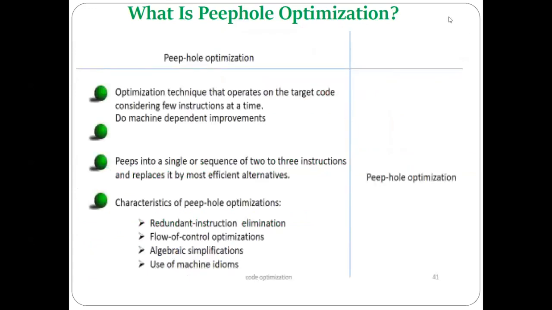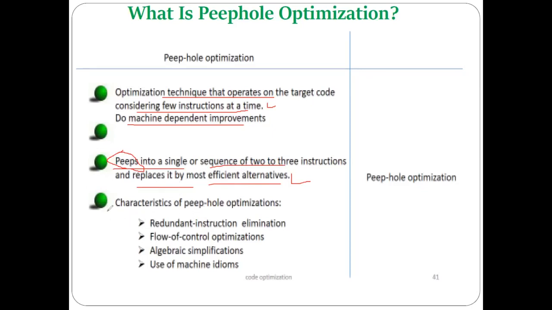So already I discussed with you an optimization technique that operates on the target code, considering a few instructions at a time. So it is machine dependent, because here we are going to consider the CPU registers of the machine, the instruction set, memory references, etc. So peeping into a single instruction or a sequence of 2 or 3 instructions and replacing it with a more efficient instruction, that is nothing but peephole optimization. Peeping in the sense of checking or examining a single instruction or a sequence of 2 or 3 instructions, slower instructions, and replacing them with faster or shorter instructions.